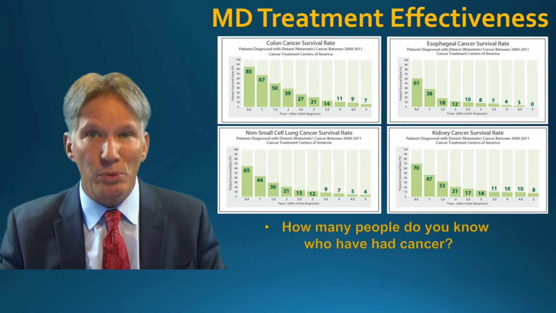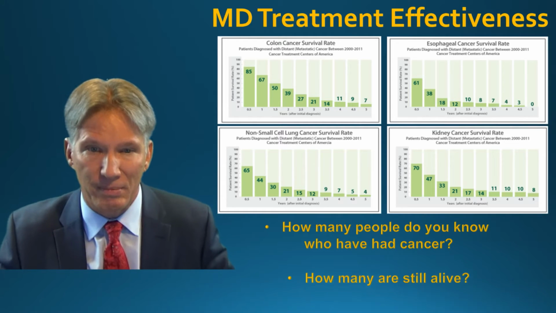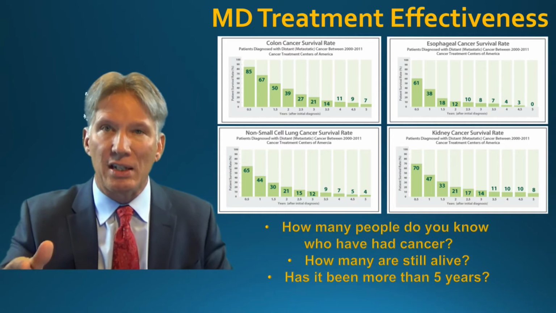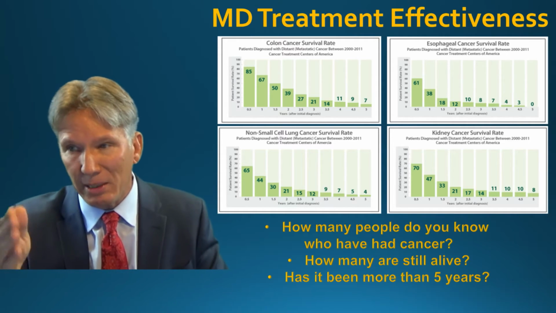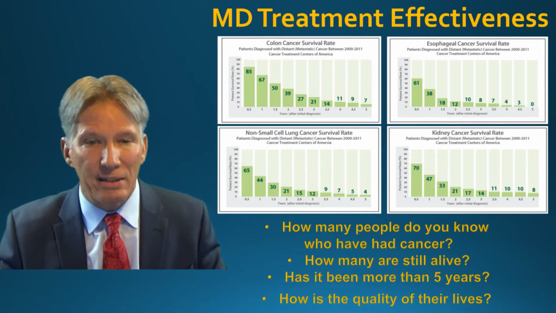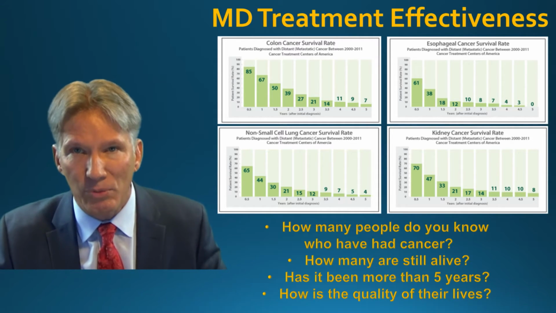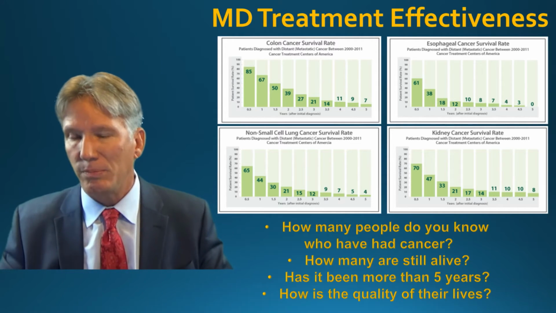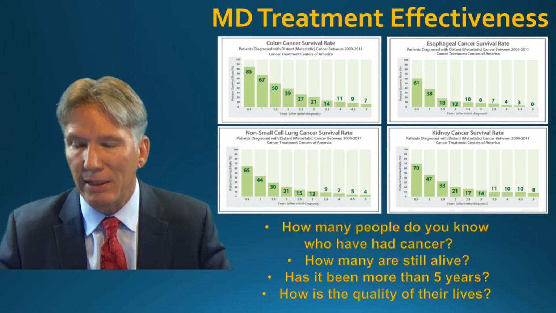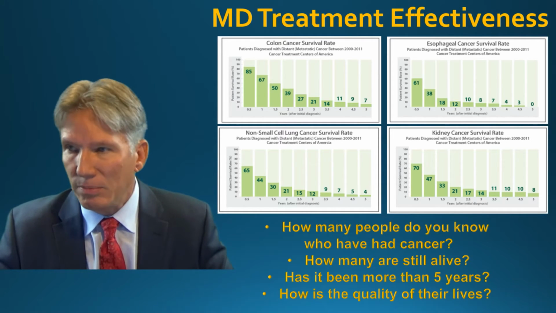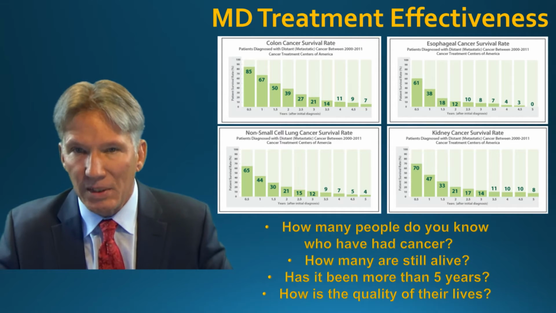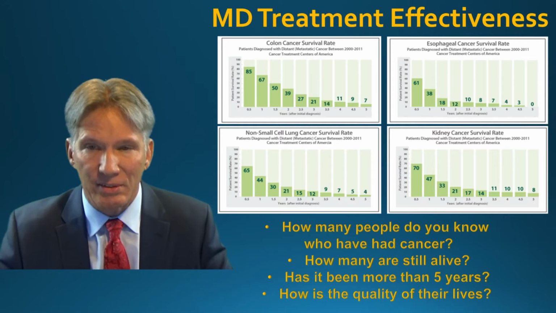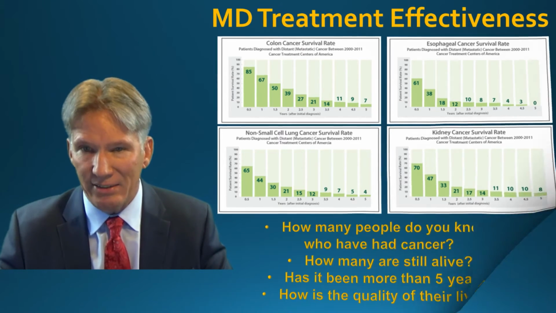How many people do you know who have had cancer? Of those people, how many are still alive? And if they are still alive, has it been more than 5 years? Because that seems to be the magic number. And if they are still alive, what is the quality of their life like? Facts are a stubborn thing. And as it turns out, cancer treatment with allopathic reductionistic methods is a gigantic disaster.